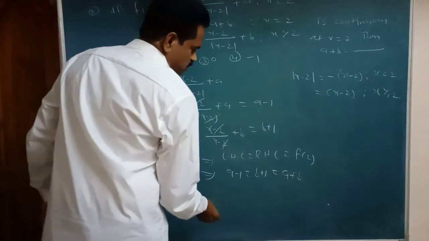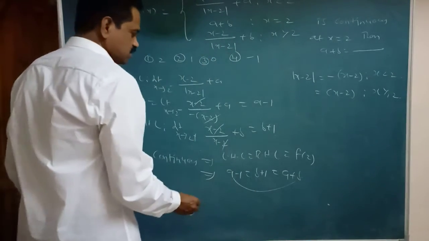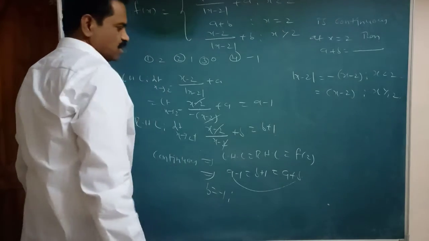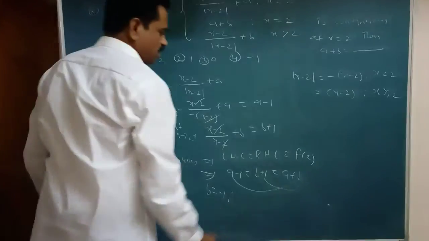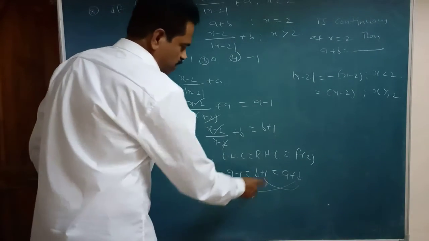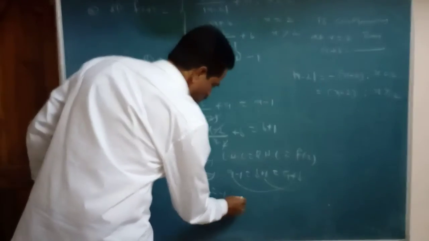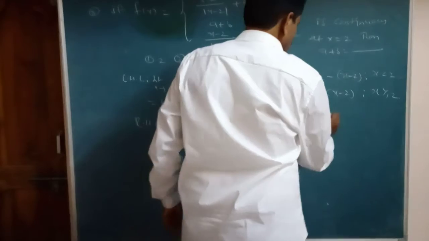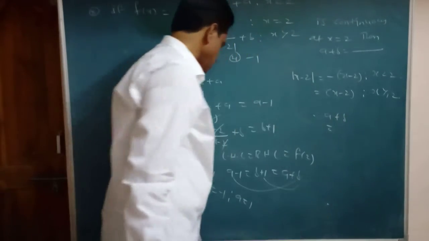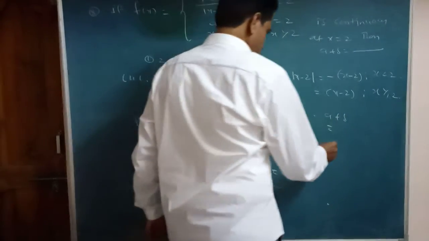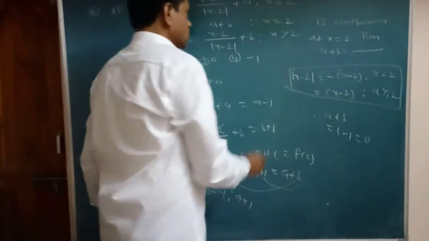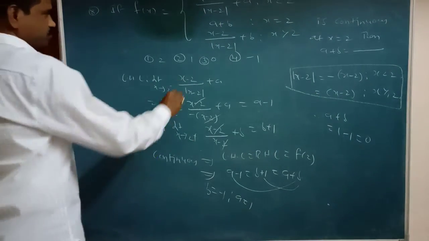So now equating these two, first and last, a cancel, then b equal to minus 1. Next equating second and last, so here b cancel, here a equal to how much here? 1. So therefore a plus b is, a is 1, b is minus 1, it is how much here? 0. So what is the answer here? 0.